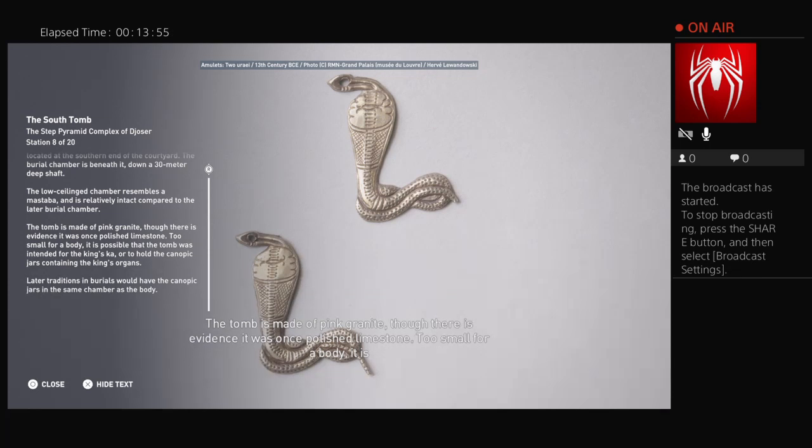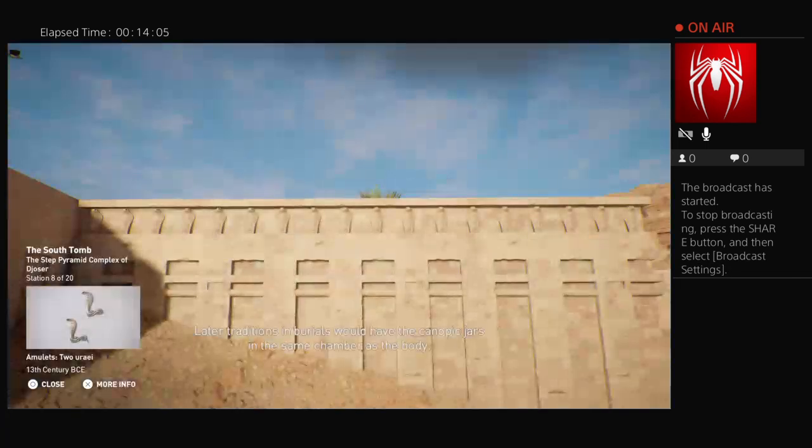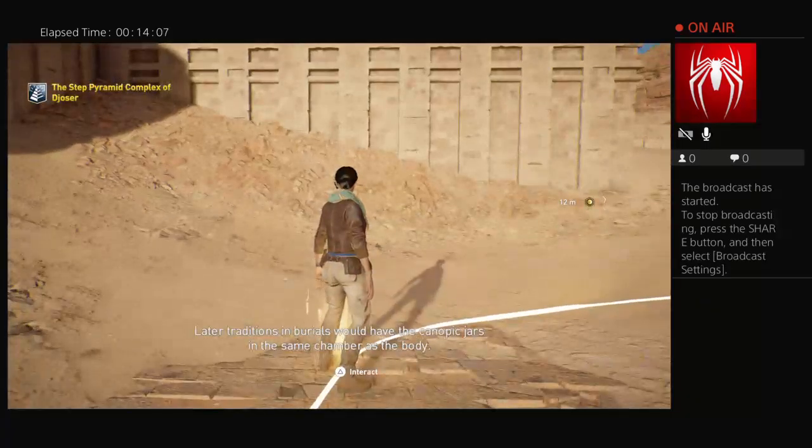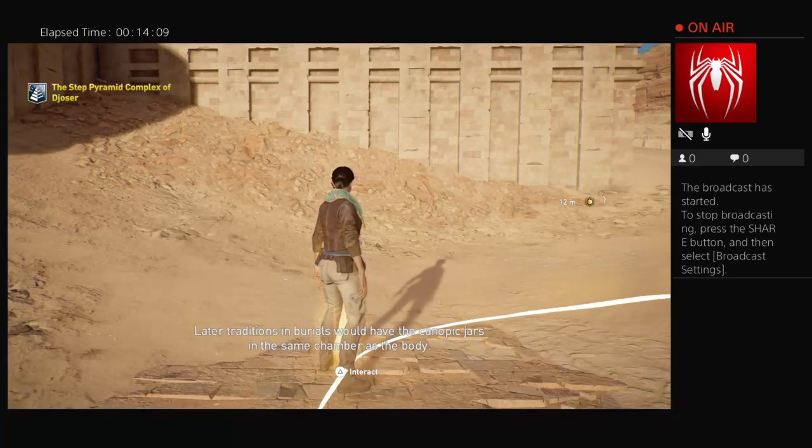Too small for a body, it is possible that the tomb was intended for the King's Ka, or to hold the canopic jars containing the king's organs. Later traditions in burials would have the canopic jars in the same chamber as the body.